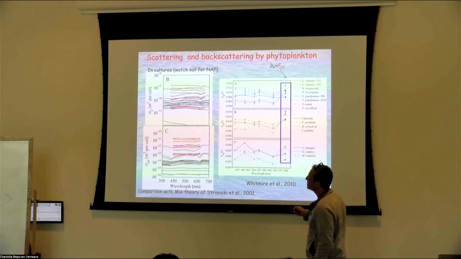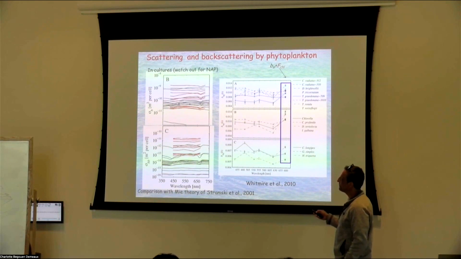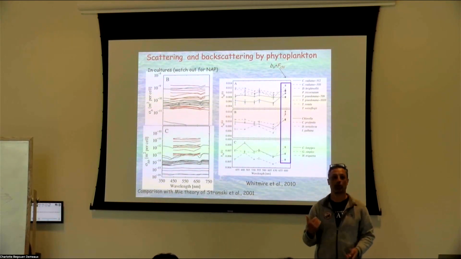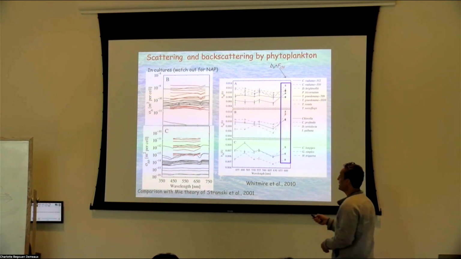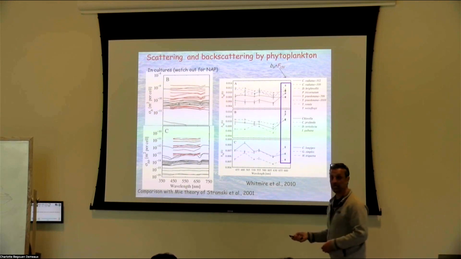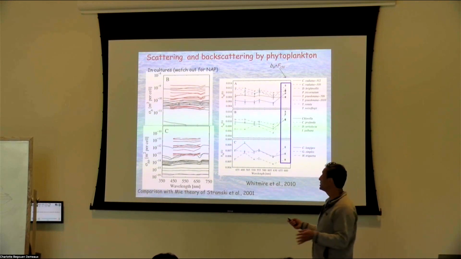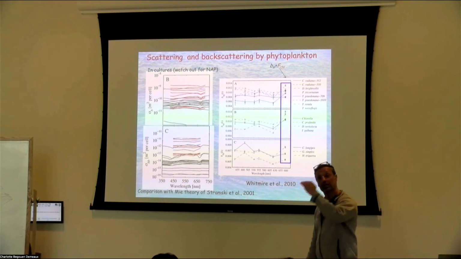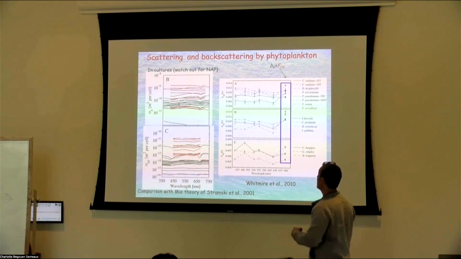this is a cross section. So she divided beam attenuation by the concentration of particles. When she does it for scattering, her measurements agree quite well with those of Stramski. So Mie theory seems to be consistent. But when she looked at backscattering, her backscattering was significantly higher than those.